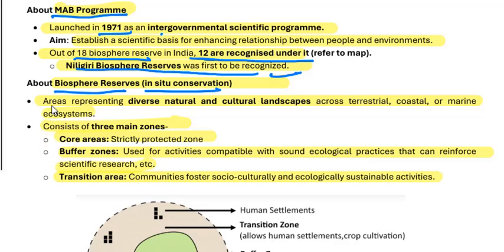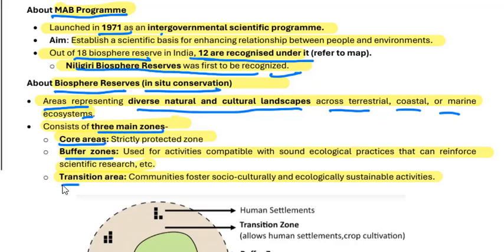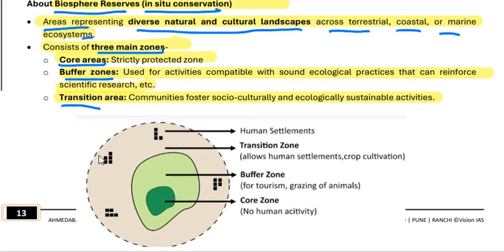The areas represent diverse natural and cultural landscapes across terrestrial, coastal and marine ecosystems. It consists of three main zones, that is core zone, buffer zone and transition zone. Here I have attached a diagram. This is related to the core zone. The main area here is the core zone.